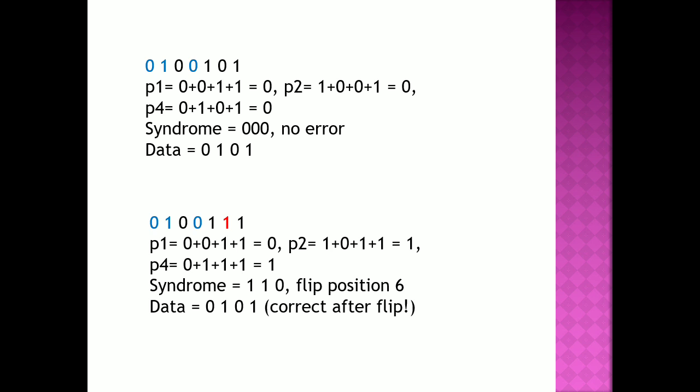the result P1 equal to 0, P2 equal to 1, P4 equal to 1. Then we get the syndrome 1, 1, 0, and there is an error, so flip position equal to 6. And after the flip, we get the correct value, data equal to 0, 1, 0, 1.